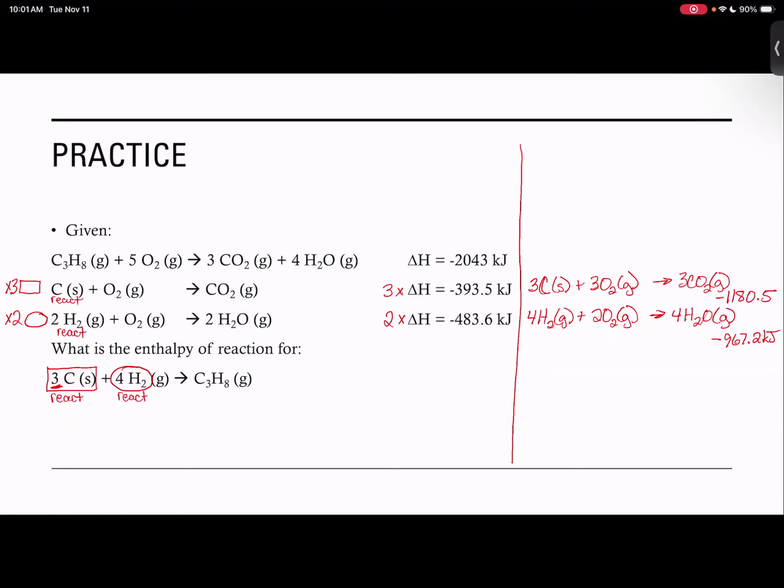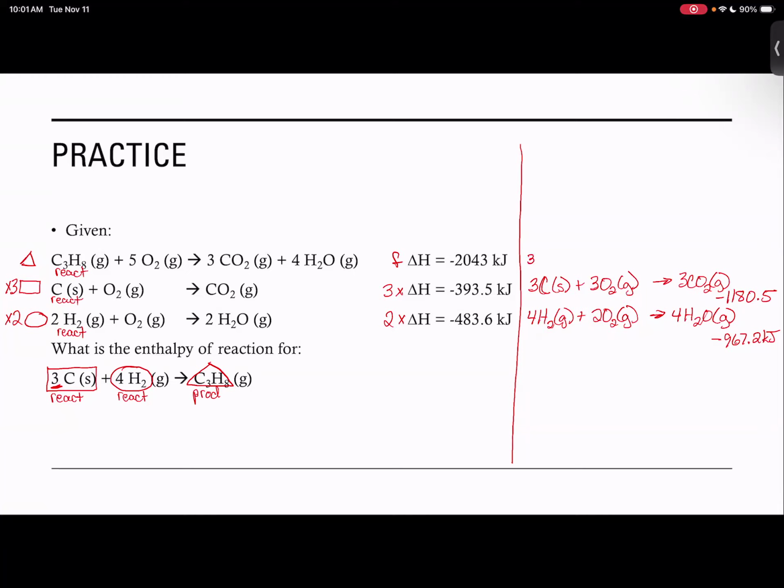Next, I'm going to go to propane. And that will be my top equation that has propane. In the target equation, propane is a product. In the equation given, it is a reactant. So I'm going to have to flip this equation.